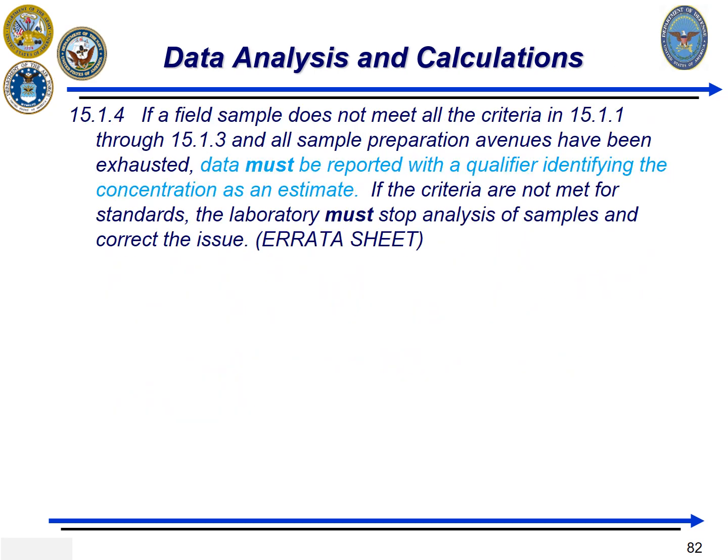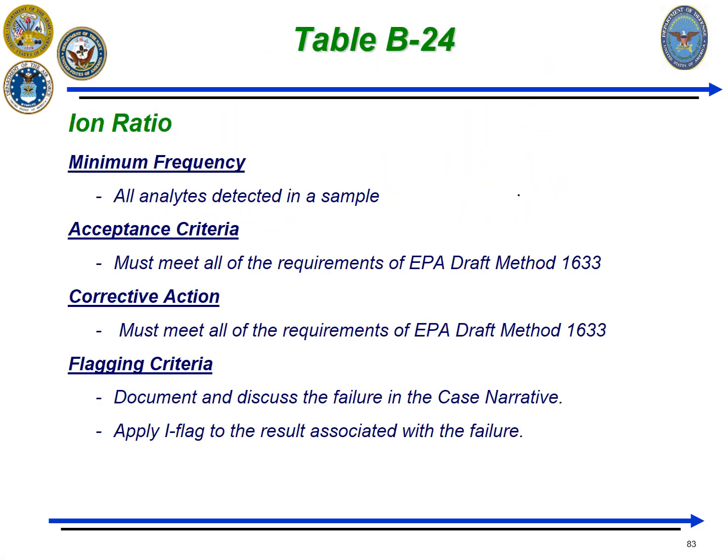Section 15.1.4 states that if this criteria cannot be met and all the sample preparation avenues have been exhausted, the data must be reported with a qualifier identifying the concentrations as an estimate. If the criteria are not met for the standards, the laboratory must stop analysis of samples and correct the issue. So we've had a couple of items in blue on the last two slides. Those were some things that we had further requirements for in Table B-24.